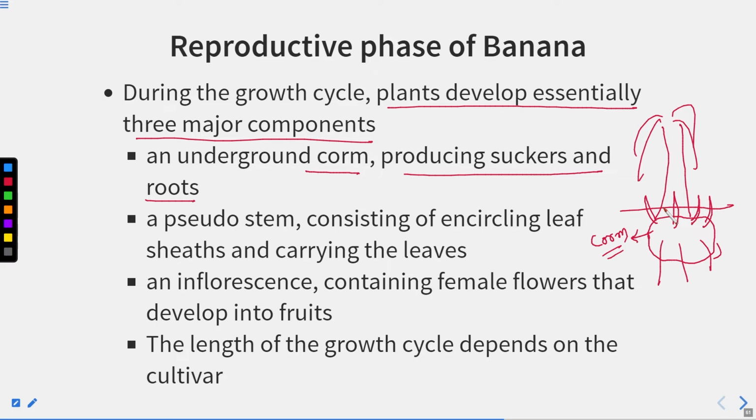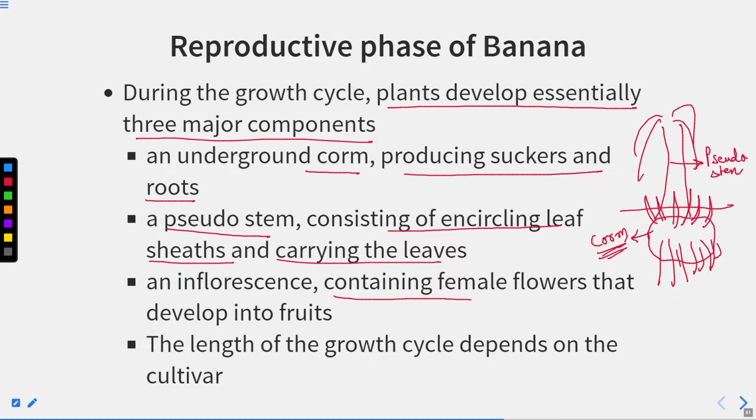So in the growth cycle or in the reproductive phase, the suckers will emerge from the upper region, and roots will emerge from the lower region of the corm. A pseudostem consists of encircling leaf sheaths carrying the leaves. So this is the pseudostem. This is not a stem. This is a pseudostem. So then what is the true stem? This corm is considered as the true stem.